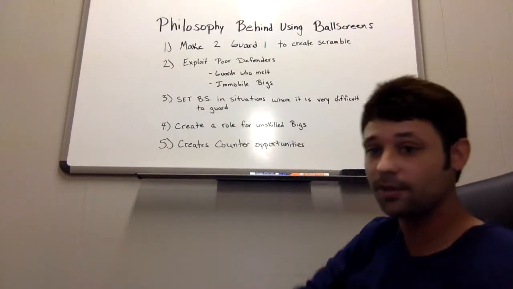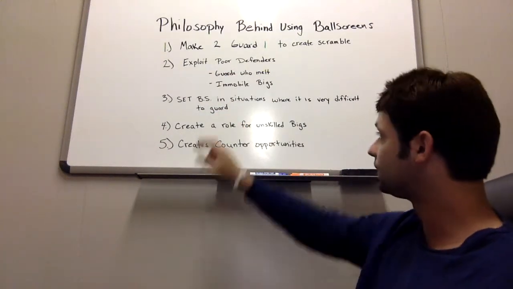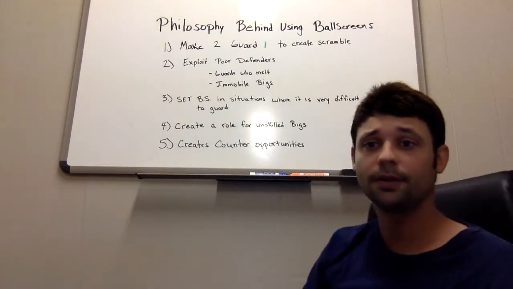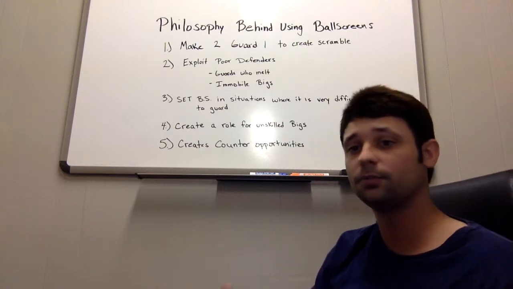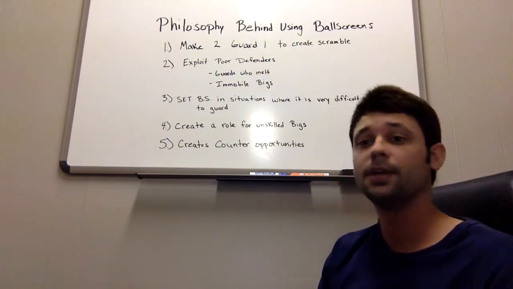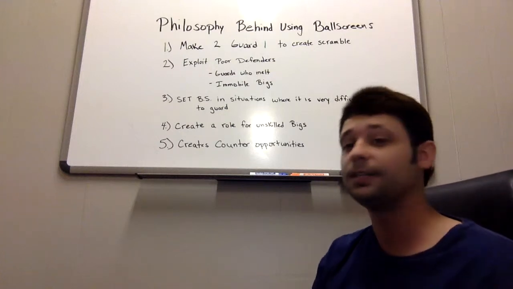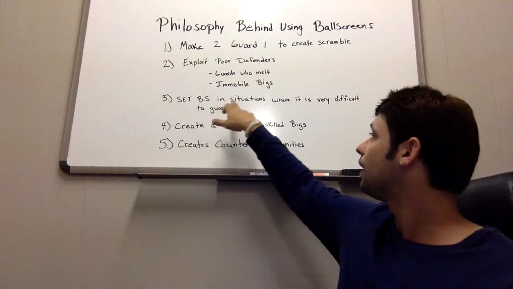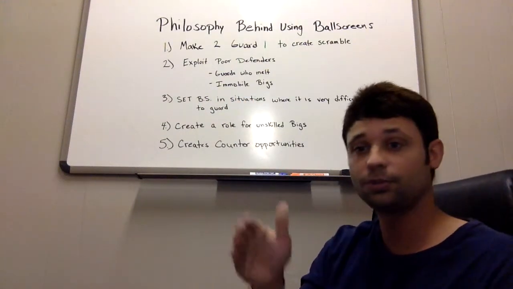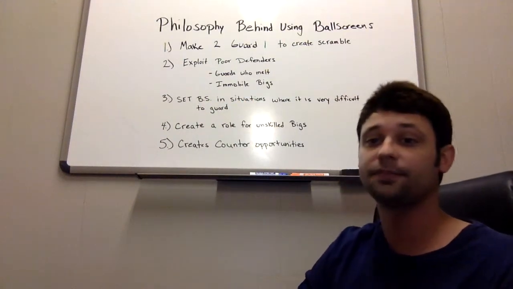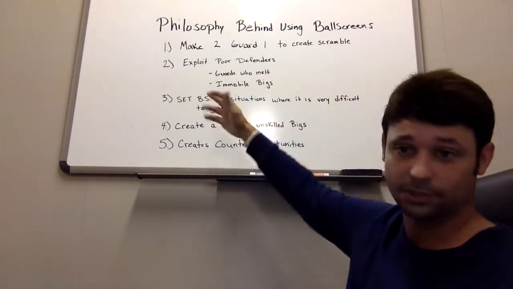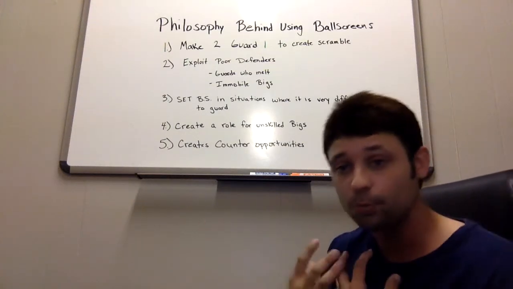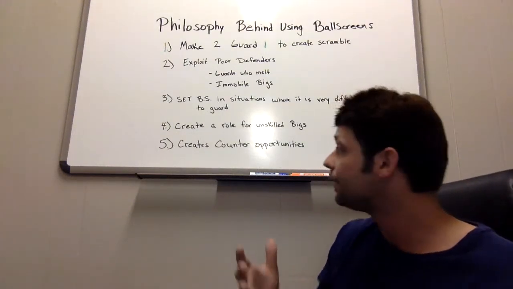Try to make two guard one, and then we pass out of it. Okay. We set ball screens in situations where it's very difficult to guard. And you'll understand what I mean by that here in a second. We'll set angle screens. We'll set flat screens. We'll set high-low screens. We'll set drag screens, everything like that. But you got to put yourself in situations on the court, and we'll circle the spots where this is effective. And then it just makes it difficult to guard. Because of our spacing, because we're trying to bring two people to guard one, everything like that.